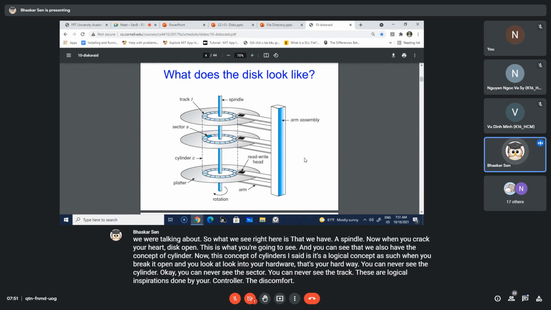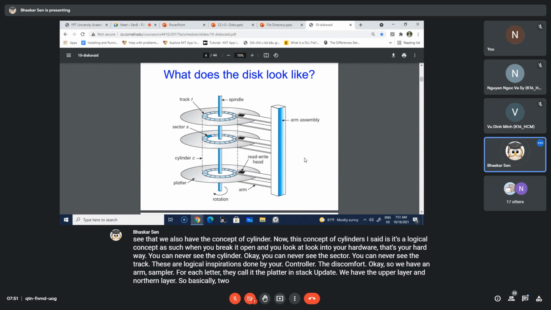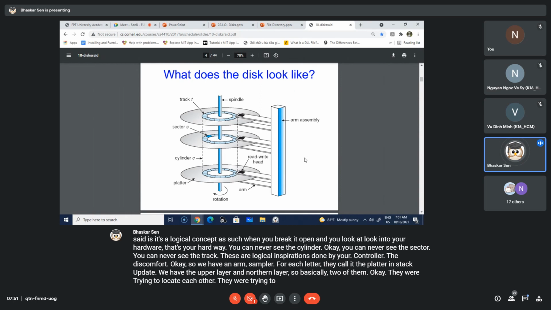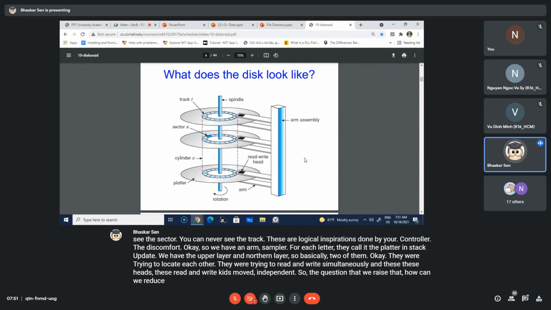Okay, so we have the arm assembly, and for each platter, in the stack of disks, we have the upper surface and the lower surface. So basically, two of them. They are trying to read and write simultaneously. And these read and write heads move independently. So the question that we raised: how can we reduce the disk arm movement?